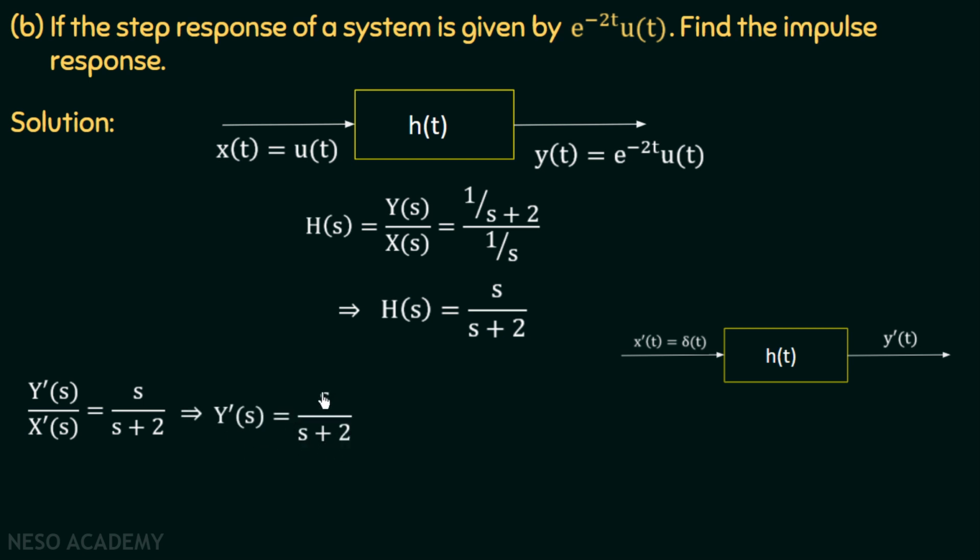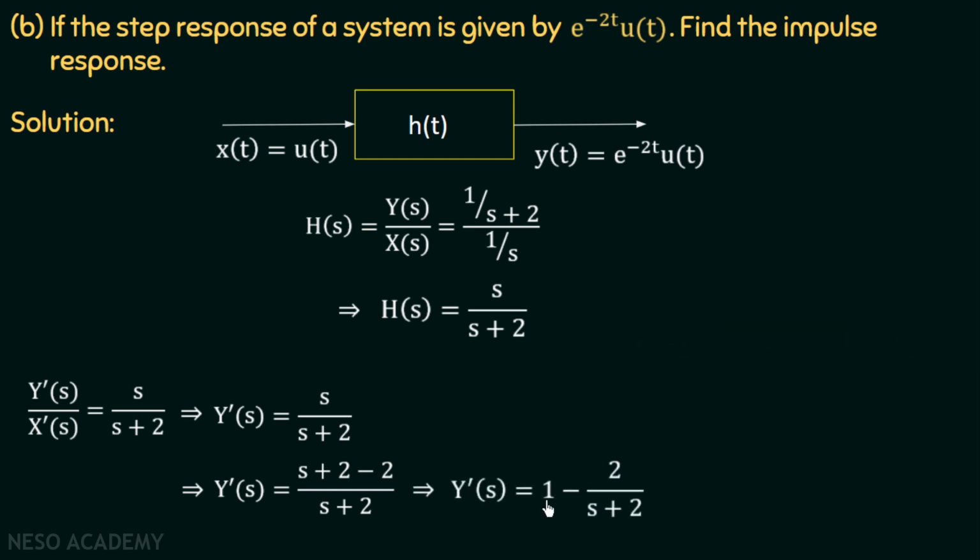Now if we want to split this factor into two different terms, we will add 2 and subtract 2 in the numerator. So we will have Y'(s) equal to (s plus 2 minus 2) over (s plus 2). In this way, we can split this term in two different factors. We will have Y'(s) equal to 1 minus 2 over (s plus 2). (s plus 2) over (s plus 2) will be equal to 1, and minus 2 over (s plus 2) will be the second term. And now we can take the inverse Laplace transform. We will have y'(t) equal to delta(t) minus 2 multiplied with e power minus 2t u(t).